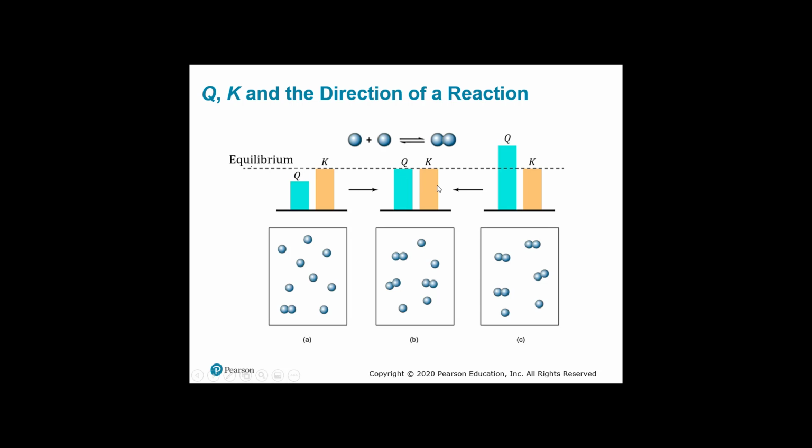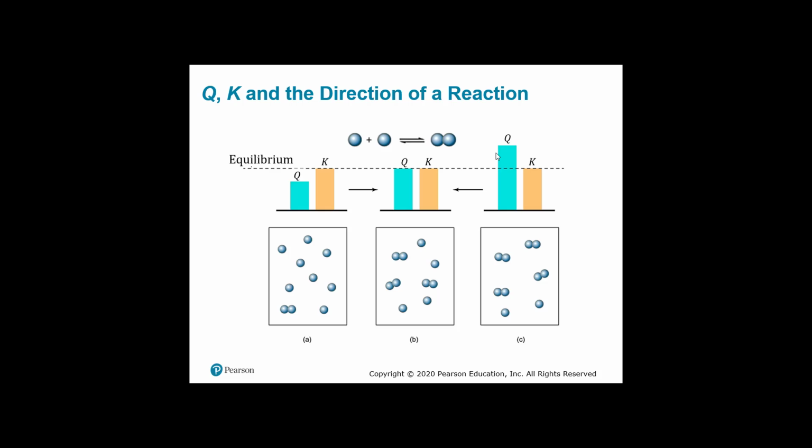Now, when there are 1 and 1, that means that Q is at equilibrium with K and nothing needs to happen. And when we look at this one, these are the products. So what we're looking at is products. And this Q has too many products. So it overshot the equilibrium constant.